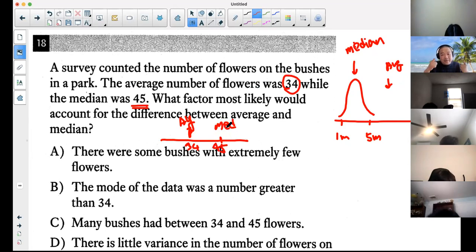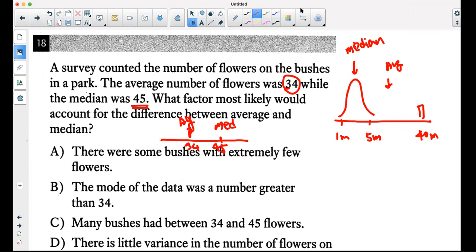My one idea which you can think about: there could be some outliers way down below that bring the average down a little bit. Is that clear, guys? That's a general idea, but let's see if the choices are addressing that or not. There are some bushes with extremely few flowers. Oh, that makes sense. That's why the average went down.